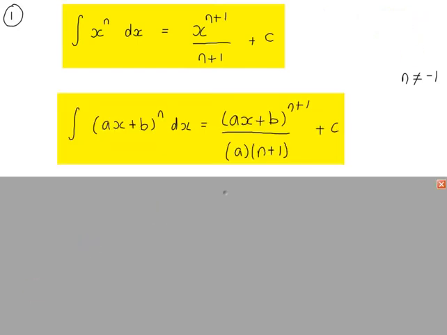A more useful version of this is a linear function. So ax plus b is a linear function raised to a power, and we've got the same on the other side. We're increasing the power by 1 and then we divide by that new power. We're also dividing by the coefficient of x.